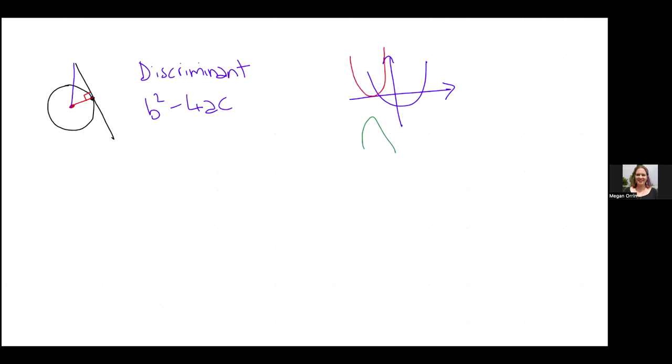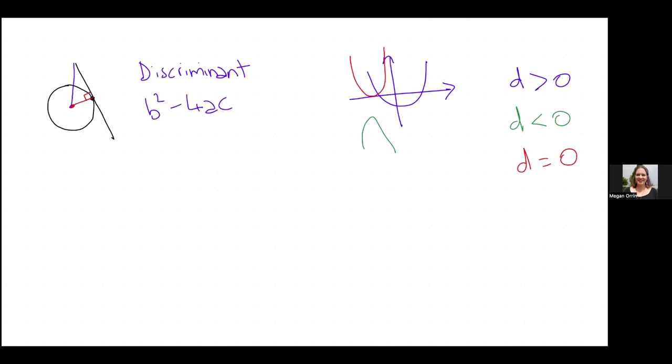So what does the discriminant equal if it's the purple graph? It's positive, right? So the discriminant is greater than 0, correct? What about the green one? What do I know about the discriminant? It's less than 0. And what do I know about the red one? The discriminant is 0. Good. So if there's one solution, the discriminant is 0. We're going to use that information today.